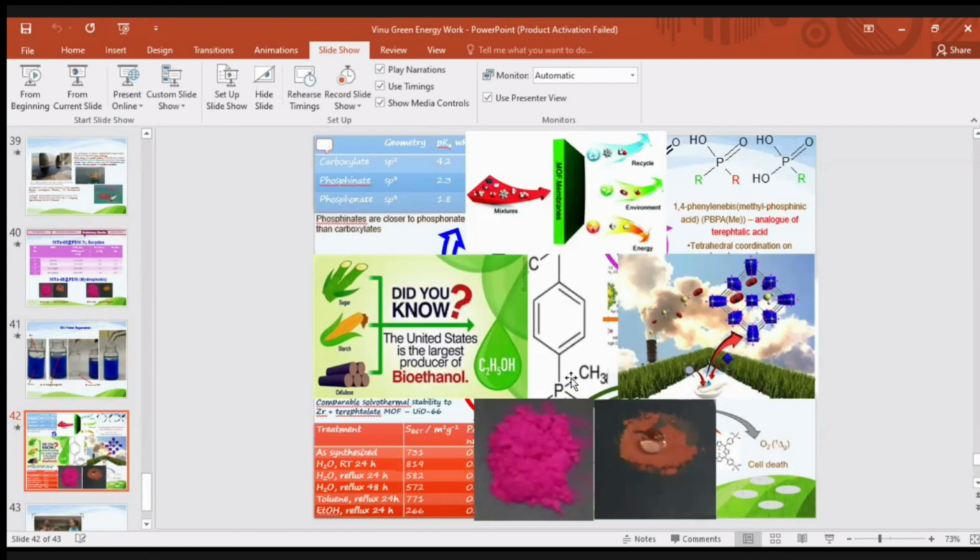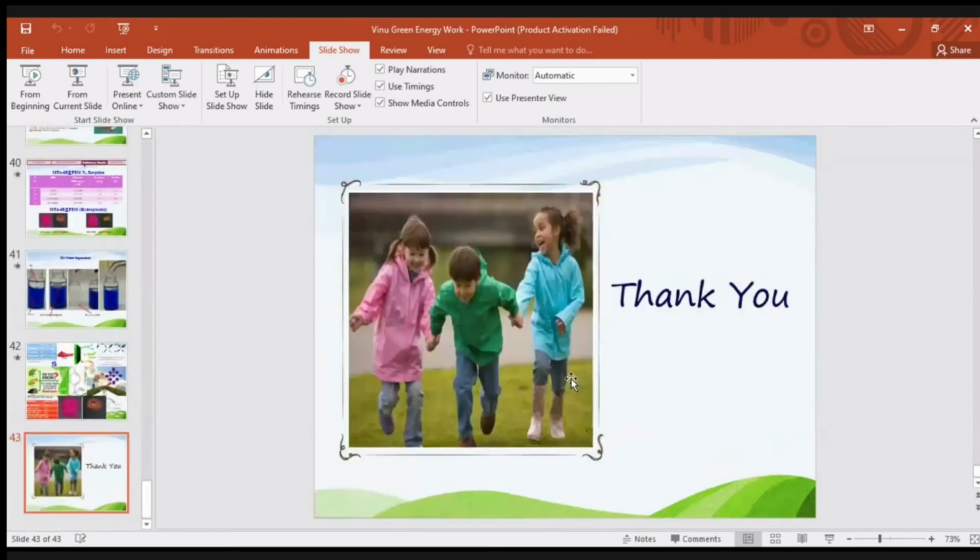So finally, this acts as a green fuel in all of nature. So the MOF material can act in different kinds of applications also.